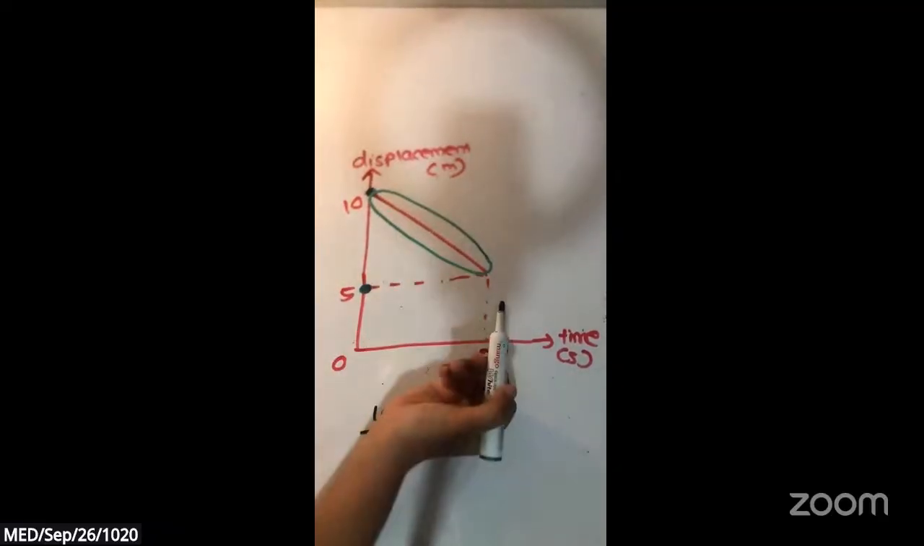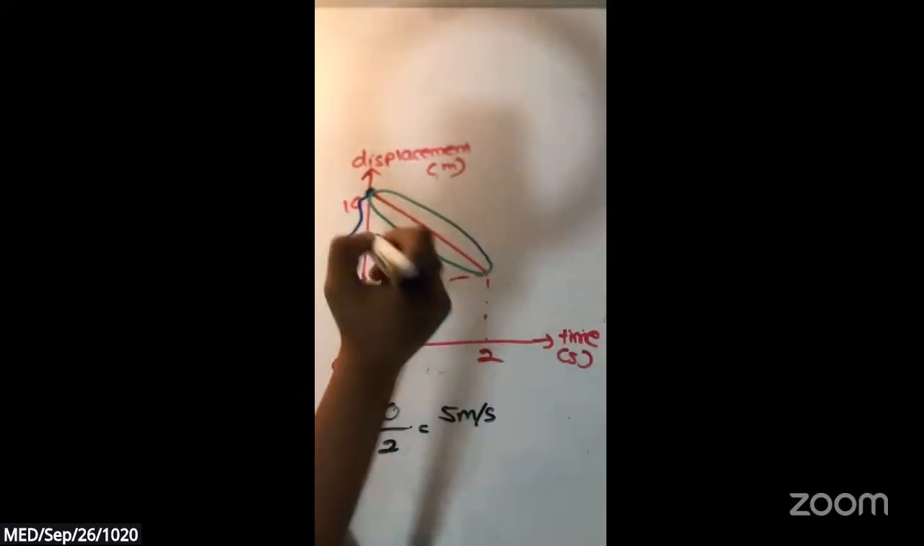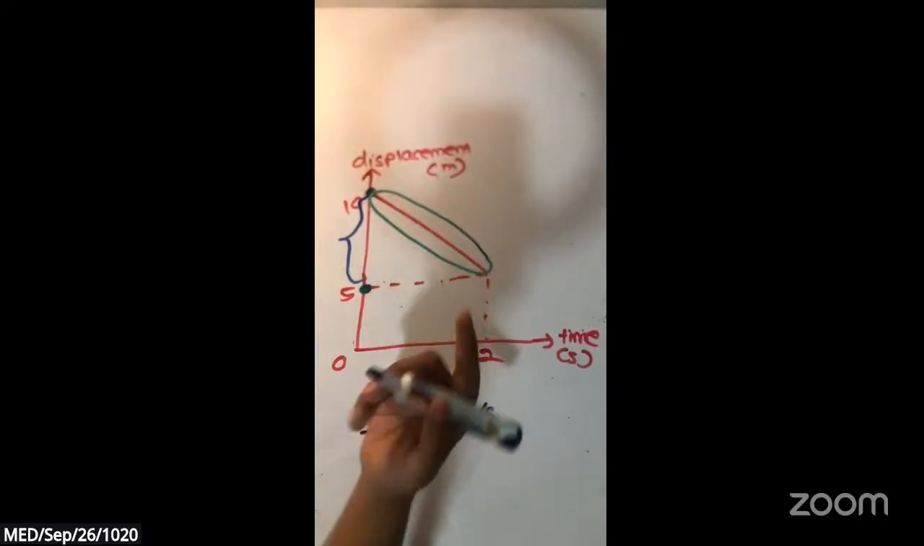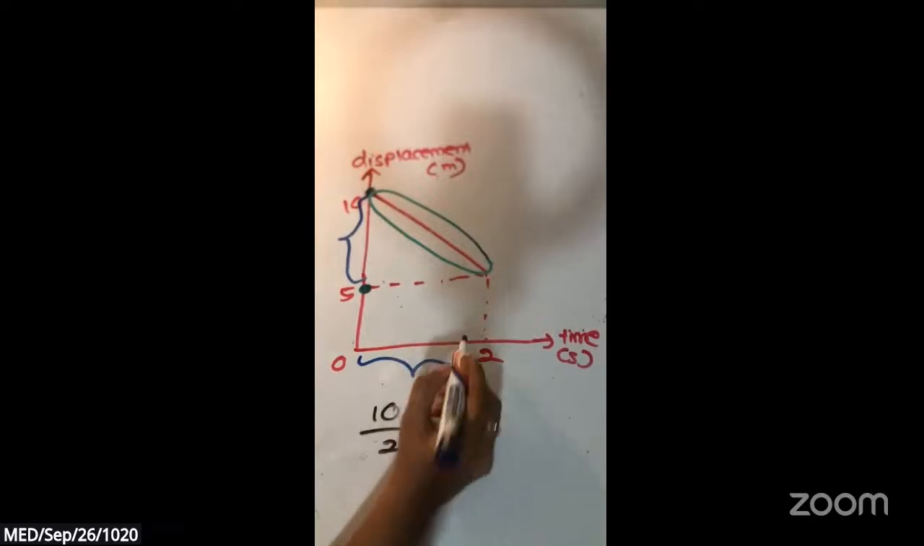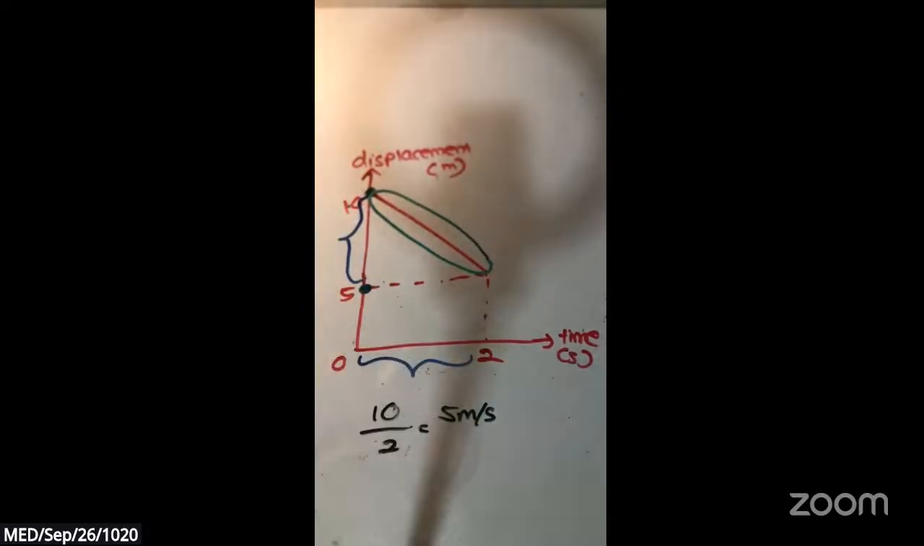So this is the starting point. This is the ending point. So the change in displacement is 10 minus 5. Then what is the change in time? That's going to be 2. So 10 minus 5 is going to be 5, and 5 divided by 2 is going to be what? 2.5. So see, the answer that you have got and the answer that it should be are too different. So that's why you always have to write the change in displacement. Okay, so that's about that.